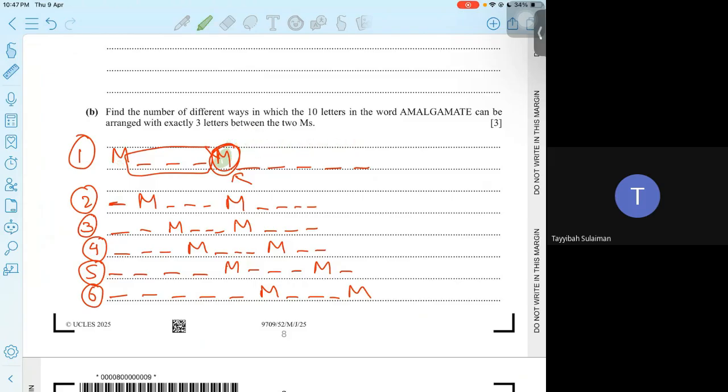So 6 into 8 factorial for the 8 boxes, divided by 4 factorial for the A repetitions. And that's the solution.